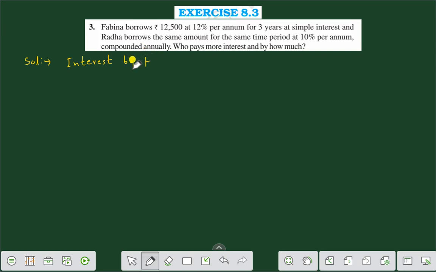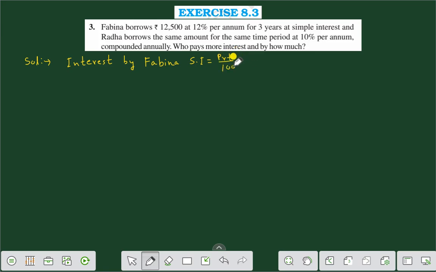Interest paid by Favina. Since it's simple interest, the formula is PRT by 100.